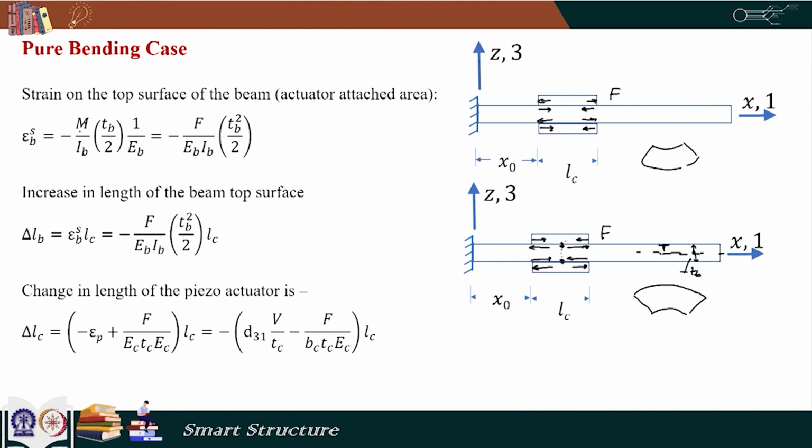Now, the bending moment, if the force here is F and the force here is F, is F into TB. So, our bending moment is F multiplied by TB. So, we can replace M by F and the expression becomes this. So, that is our strain at the top fiber of the beam. If the strain there is this, the change in length of this portion of the beam is delta LB, equal to that strain multiplied by LC, which is this.